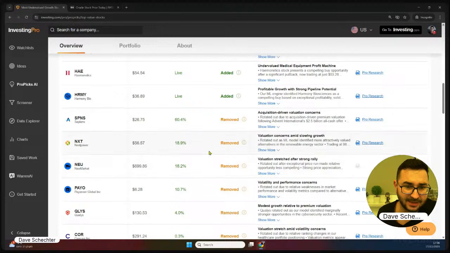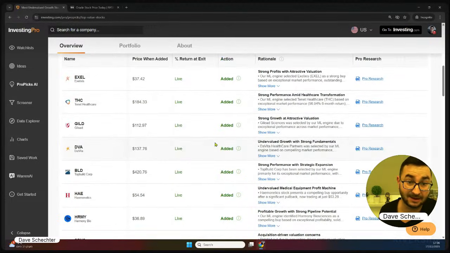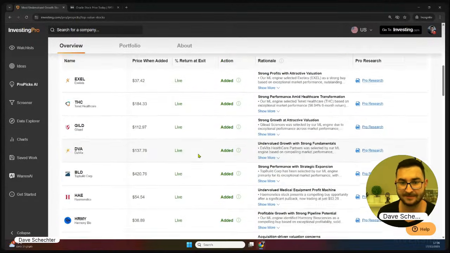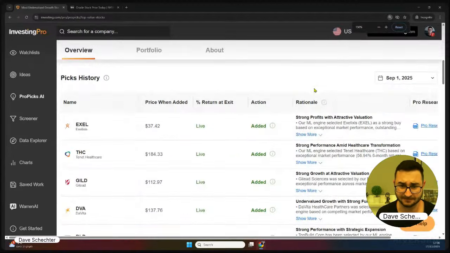And you'll notice here that you have some of them that are removed, but they have a gain on exit. And the reason for that is because the system has identified a diminishing return on this particular stock, and it's identified a new stock with more potential than this particular selection. So it's choosing to rotate it out of the strategy in order to give room for a stock that it deems has more potential. So I'm going to go ahead and zoom in here a little bit more.